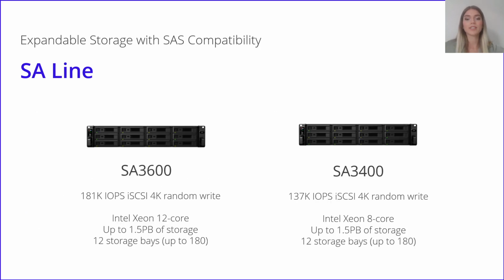The SA line is presented with two models, SA3600 and SA3400. They provide amazing performance with their powerful CPUs, with 181K and 176K random write IOPS respectively. As I already said previously, you can reach up to 1.5 petabytes of storage if connected to expansion units. The SA line is perfect if you're looking for high capacity storage, if you want to do, for example, backup of your infrastructure on a remote NAS.